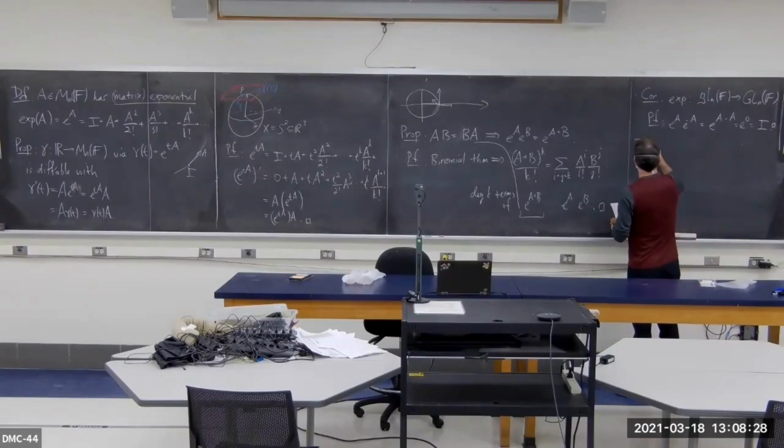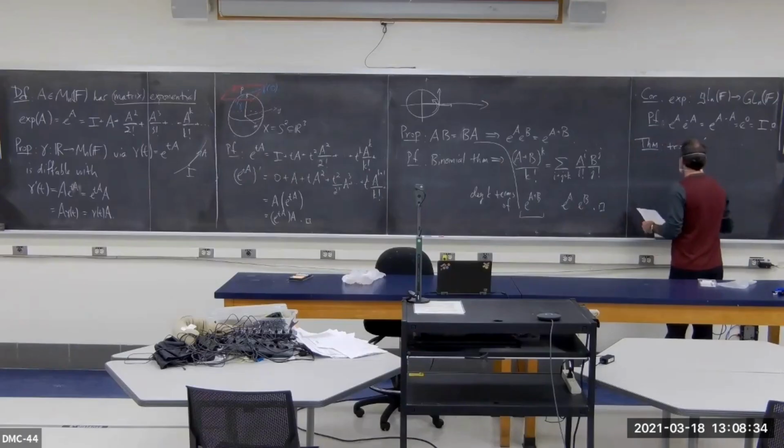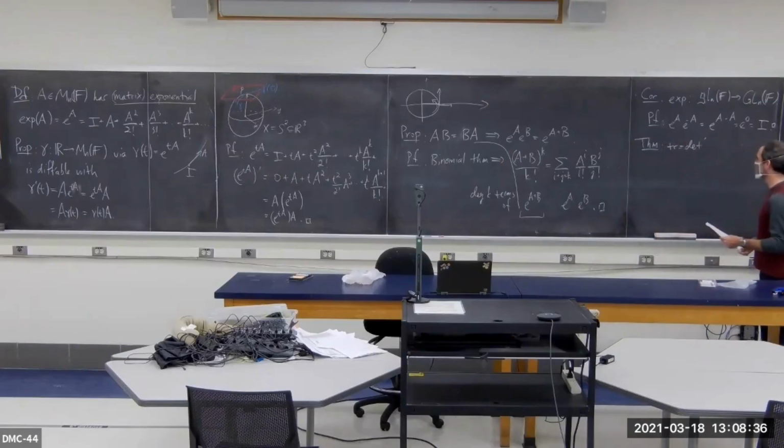So here's the theorem, which we'll start to prove this time. It might not finish. It says that the trace is equal to the derivative of the determinant in the following sense.